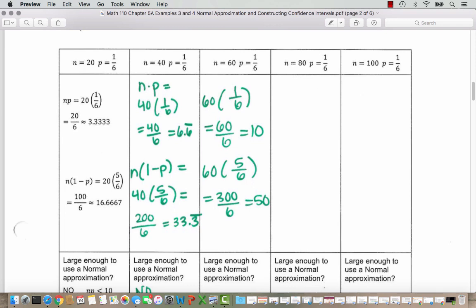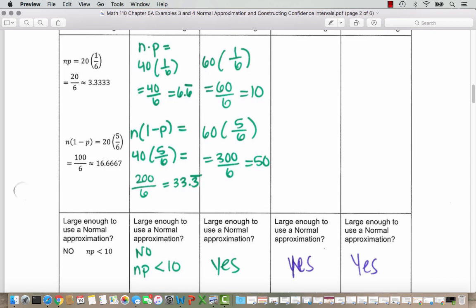Let's imagine n equals 60 M&Ms selected at random, and our population proportion is still 1 out of 6. So 60 times 1 out of 6 is 60 over 6, or 10. So we're in business here. We've got at least 10 for our expected value. 60 times 5 out of 6 is 300 over 6. So that would be 50 M&Ms that we would expect to be a different color, not blue. So a sample size of n equals 60 is large enough to use a normal approximation. So we can say yes here.